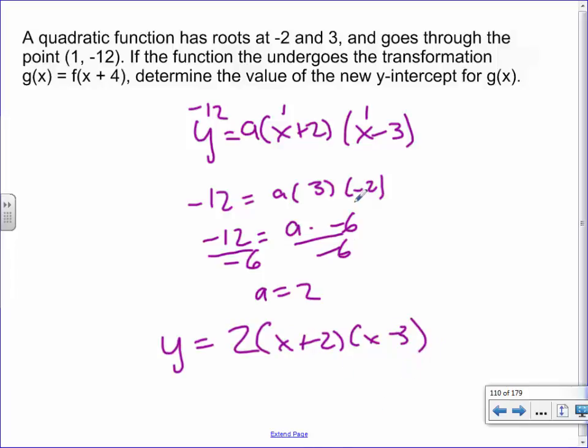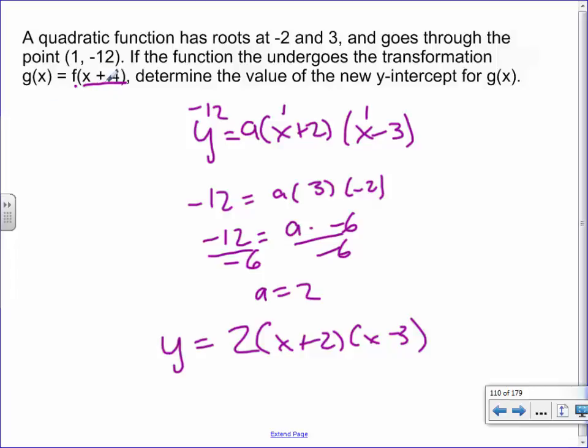However, it then says that my function undergoes the transformation f(x + 4). What's that going to do to my graph? Slide it 4 units left or right? Left. But another way that this notation can be interpreted is this just really means everywhere I used to have an x, I now write in x + 4. That makes sense? Because that's also what this notation means.